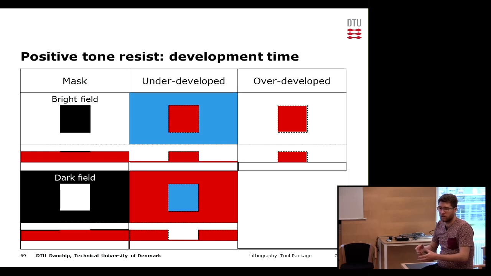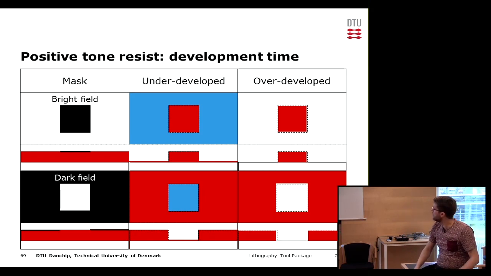If we develop for too long, we start to see the effect of dark erosion. So it first develops all the way down like normal, and we have the perfect size. But now it then starts to eat away at the sides and on the top because of the excess development time. So we get a slight reduction in the size and also in the height of the structure. And the same is repeated here, so that translates into a slightly larger hole and again slightly thinner film.